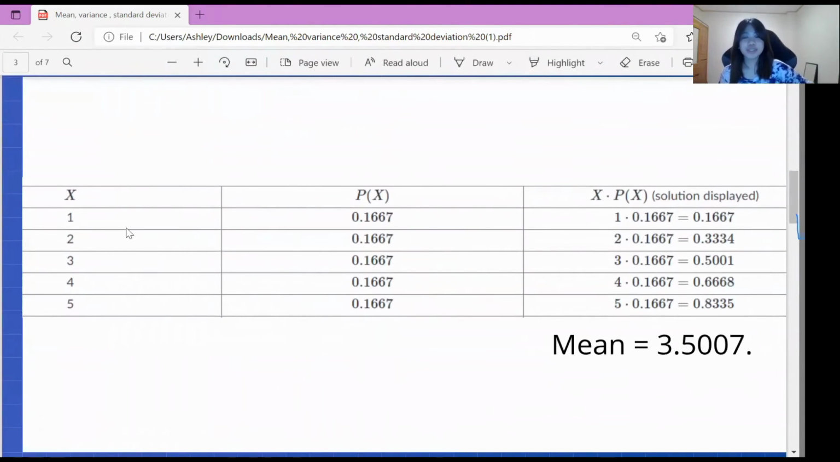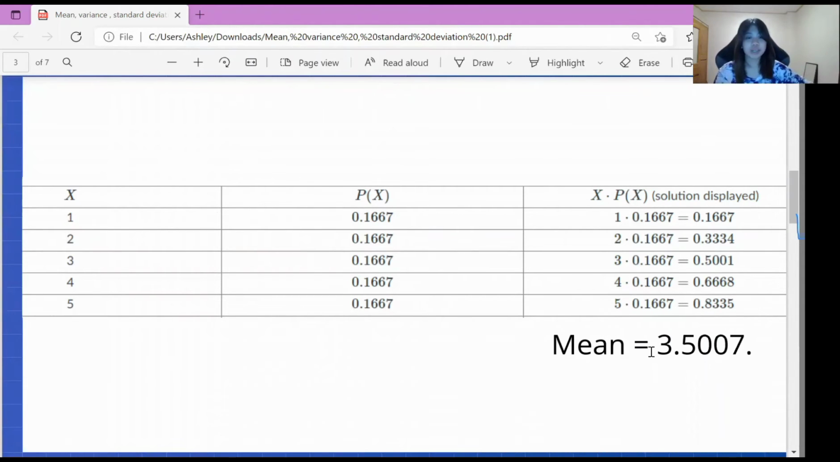As you can see, in the first column we have the given values for the random variable x. On the second column, we have the given values for the probability of x. And on the third column, here is where you can see the process of multiplying the first and the second column. Okay, so here we have 1 multiplied by 0.1667, which gives us a product of 0.1667 as well. And once you get the product of each value, you just have to add all of it, and that is where you will get the mean.